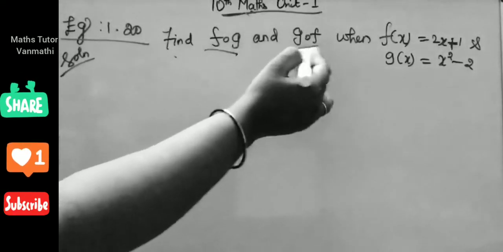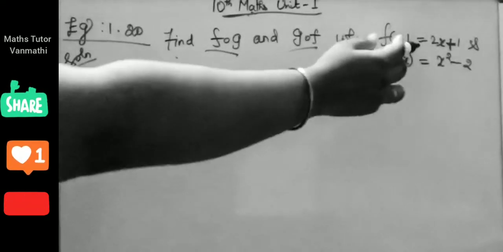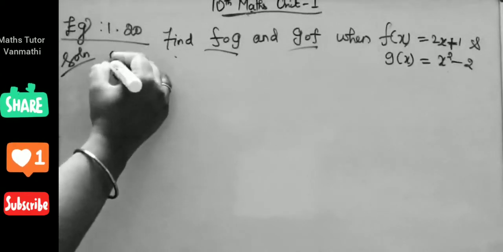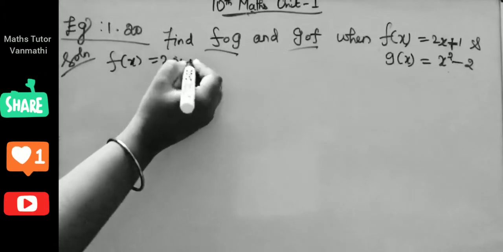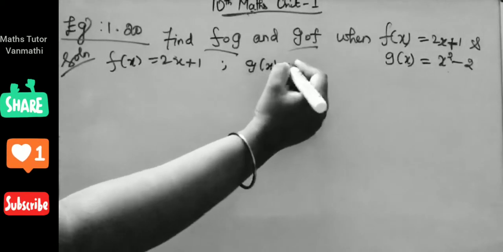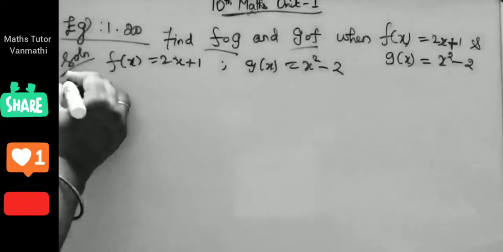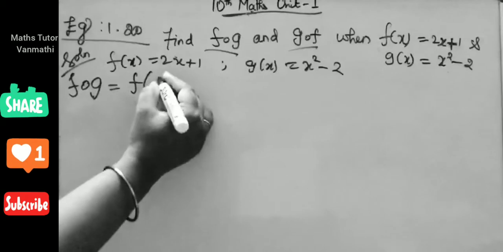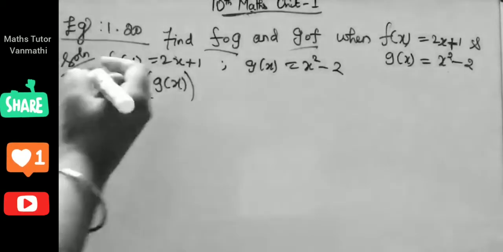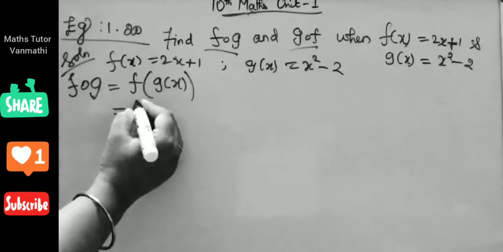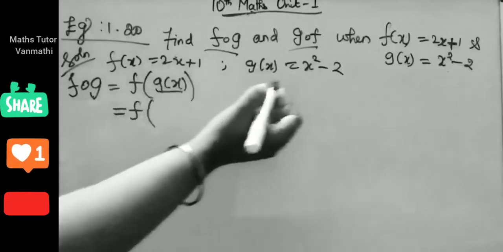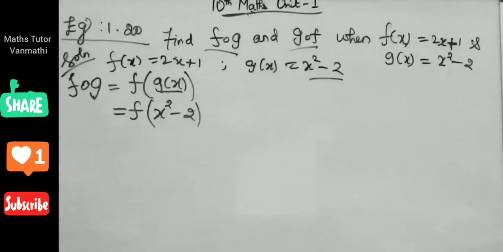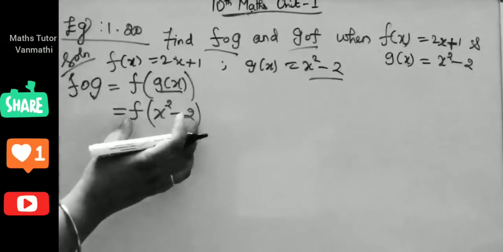Find f composite g and g composite f when f of x equal to 2x plus 1 and g of x equal to x square minus 2. Taking the functions f of x equal to 2x plus 1 and g of x equal to x square minus 2, first let us take f composite g. F composite g is written as f of g of x. Clear? So f of g of x, what is the value of g of x? It is x square minus 2.